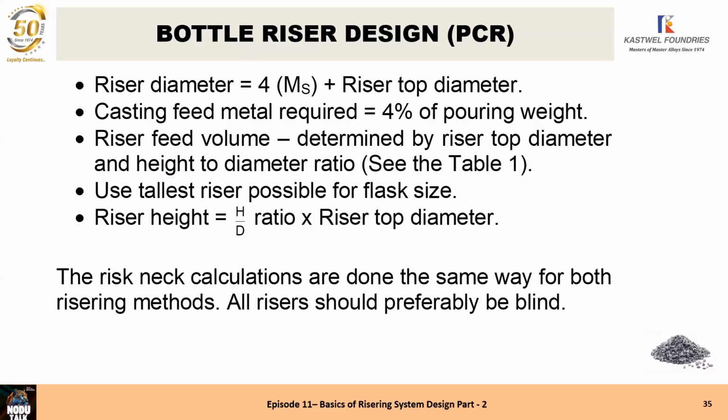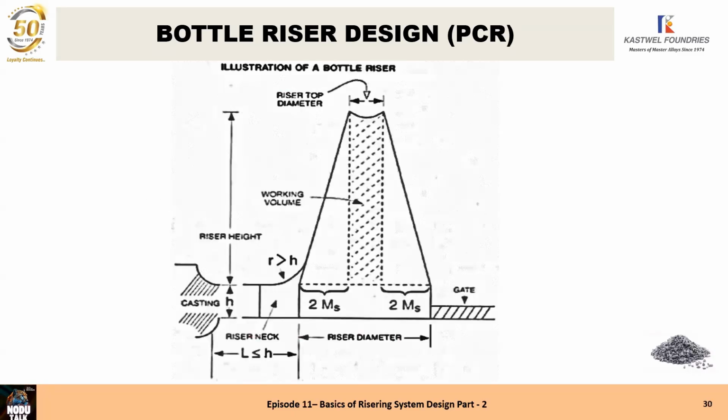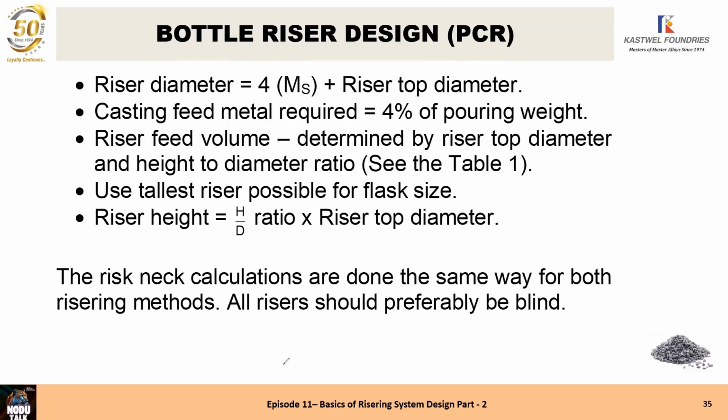So step by step, you have got a significant modulus of the section of the casting. So riser diameter is equal to 4 times the significant modulus plus the riser diameter at the top. Can we go to the slide on the riser sketch? See, the riser diameter is given by 2 times the modulus on the left-hand side, 2 times the modulus on the right-hand side. So 4 times the modulus plus the riser top diameter. So riser diameter is 4 times the modulus of the riser plus riser top diameter.